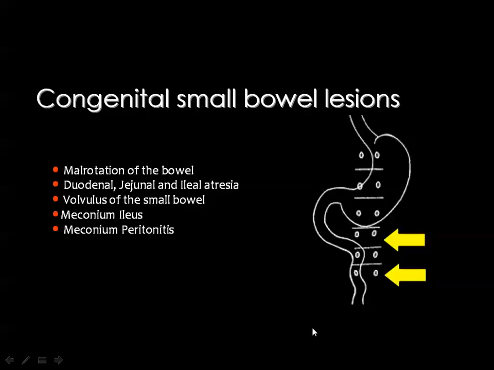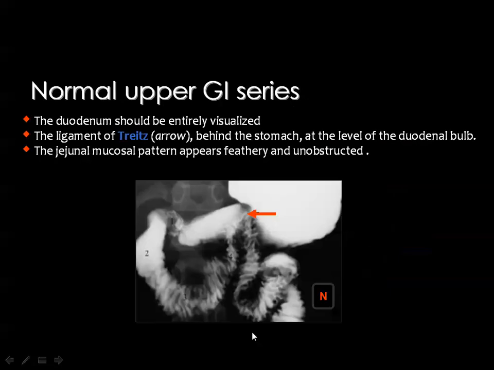Now, what are the lesions we would like to discuss? First, we'd like to discuss malrotation of the bowel, then the atresias, including duodenal, jejunal, and ileal atresia, then small bowel volvulus, and meconium ileus and meconium peritonitis.